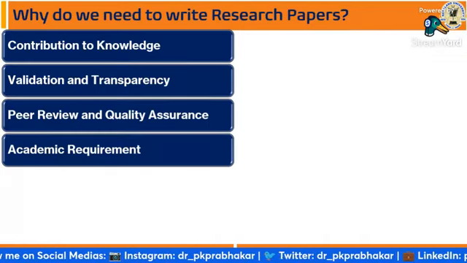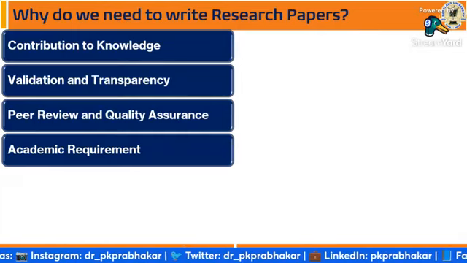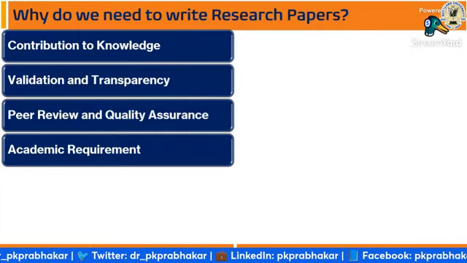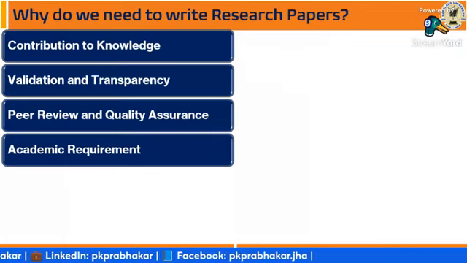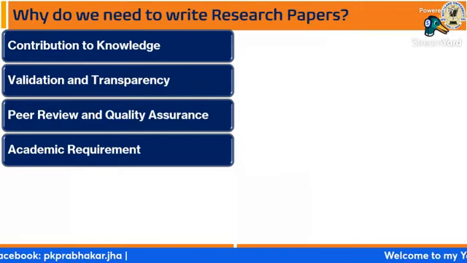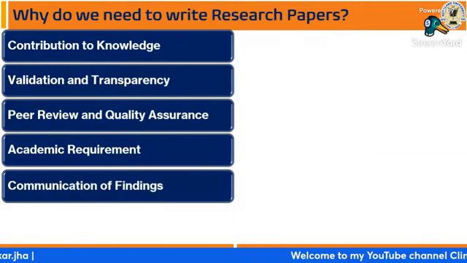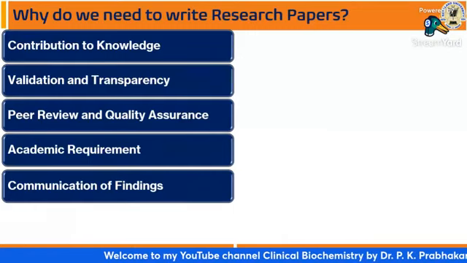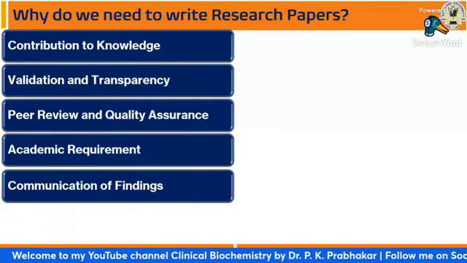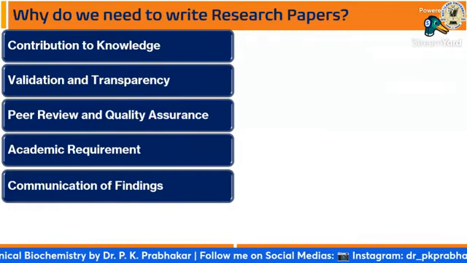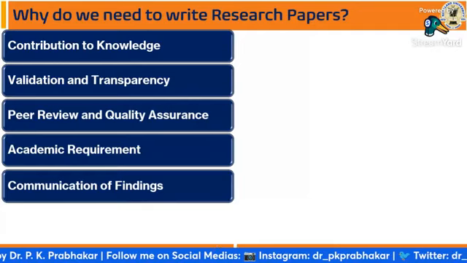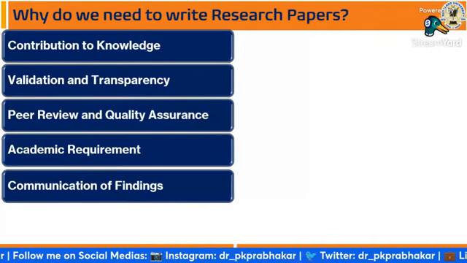Writing a research paper is a common requirement in academic institutions, like for graduation, post-graduation, or PhD. In many universities, different types of rules and regulations will be there. It helps students develop critical thinking, analytical skills, and writing skills, essential for their academic and professional growth. Then communication of the findings. During experiments and research, whatever information we have gathered, whatever things we have collected, the research paper helps us as a means of communicating that information to the scientific community, or the academic community, you can call it.